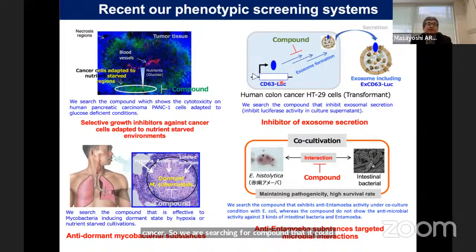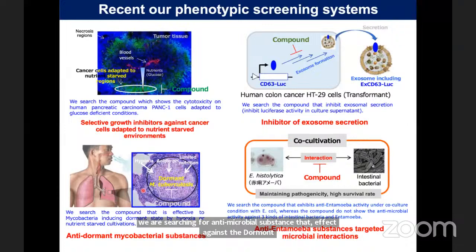And we are also interested in infectious diseases. For example, the dormant state of Mycobacterium tuberculosis caused by environmental stress at the infected site is a major therapeutic problem because it is resistant to anti-TB drugs. So we are searching for antimicrobial substances that are effective against dormant Mycobacterium tuberculosis.